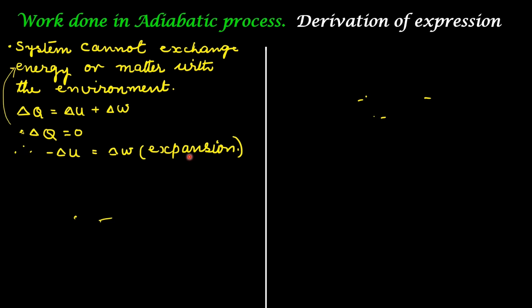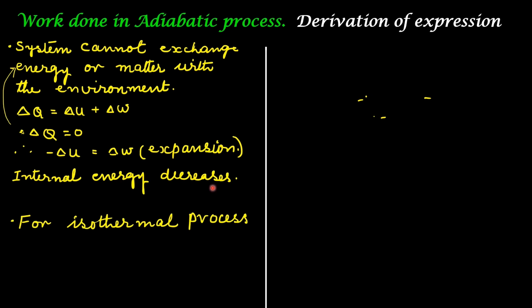This is expansion work. That is, the system is doing work on the environment. So we have kept work done positive. But from where does the system get energy? It is obtained from internal energy. The internal energy becomes negative. That is, change in internal energy becomes negative. The initial energy will be more, final energy will be less. So negative delta U is equal to delta W. So in adiabatic expansion work, internal energy decreases.